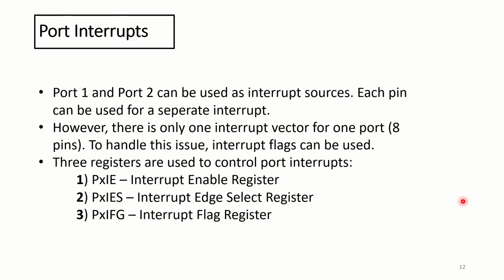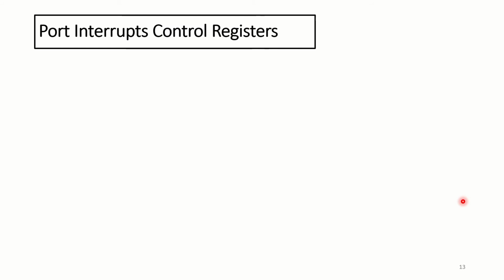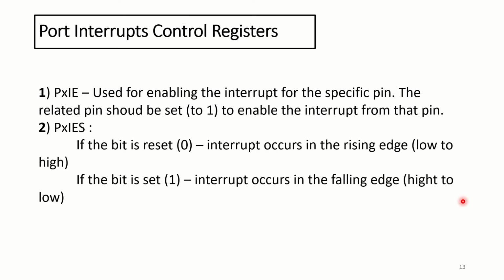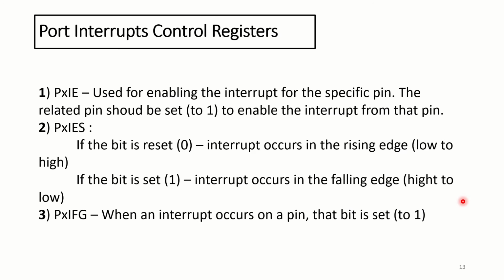Three registers are used to control port interrupts: PXIE, Interrupt Enable Register, PXIES, Interrupt Edge Select Register, PXIFG, Interrupt Flag Register. Now let's see these registers in detail. PXIE is used for enabling the interrupt for the specific pin. The related pin should be set to enable the interrupt from that pin. PXIES, if the bit is reset, interrupt occurs in the rising edge. If the bit is set, interrupt occurs in the falling edge. PXIFG, when an interrupt occurs on a pin, that bit is set.